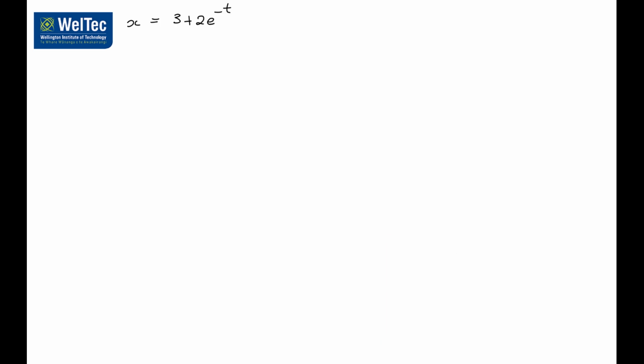Before we sketch this one, just make one important distinction here. It says that x equals 3 plus 2e to the negative t. That's because we're going to put t on the horizontal and x on the vertical. Now, this pattern's going to be the same. The way we do these is going to be the same for all types of graphs.